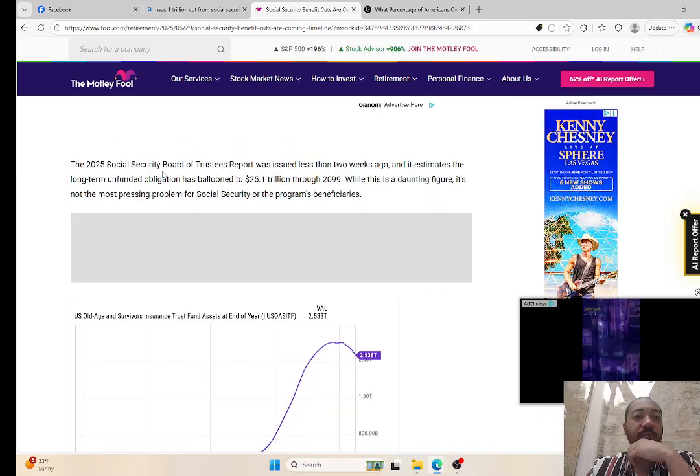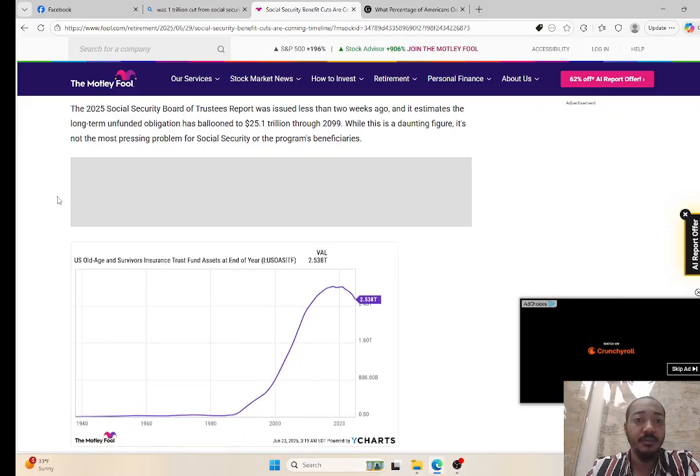Here we go. 2025, Board of Trustees issued, long-term obligation balloons to $25.1 trillion. Whew, that's a lot of money that they owe, or that they promised us.